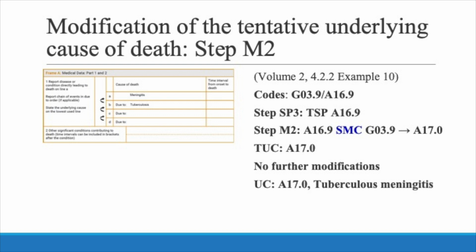An application of step M2 modifies the tentative underlying cause A16.9 by combining it with G03.9 and producing a combination code of A17.0, tuberculous meningitis. Checking for further modifications, none are found, so A17.0, tuberculous meningitis, is selected as the underlying cause of death for statistical presentation because it provides a more precise description of the site or nature of the tentative underlying cause, A16.9, tuberculosis unspecified.